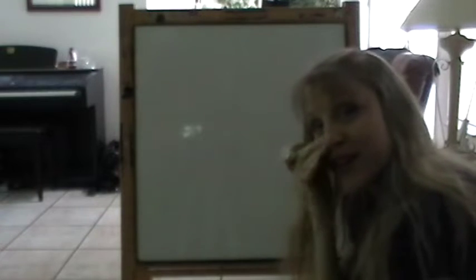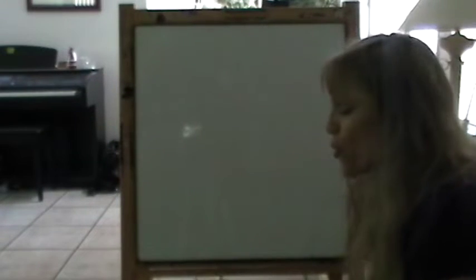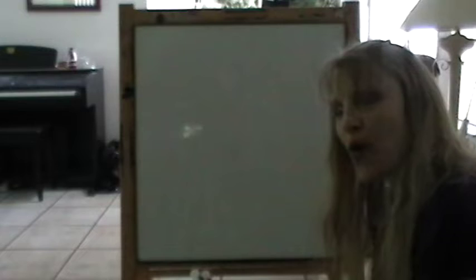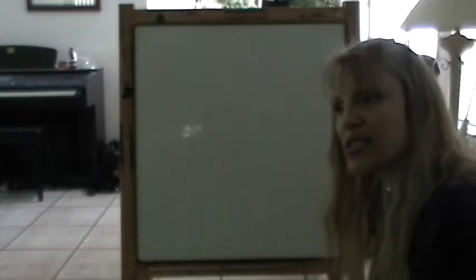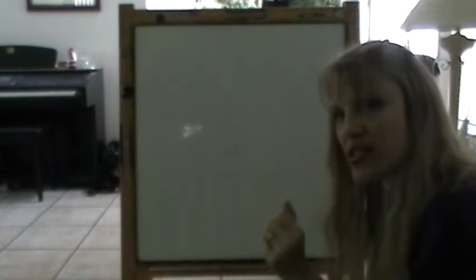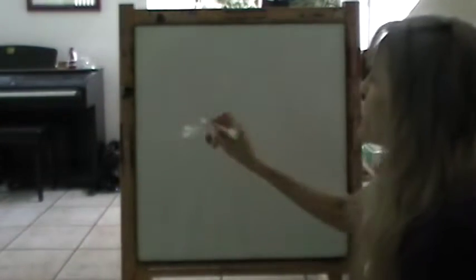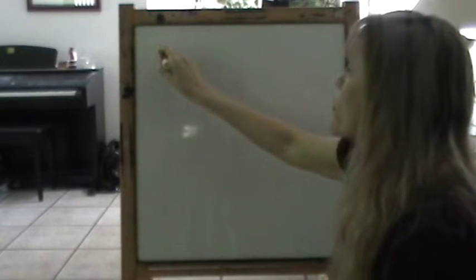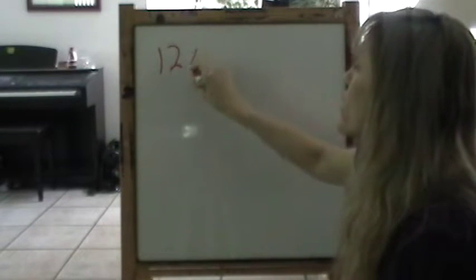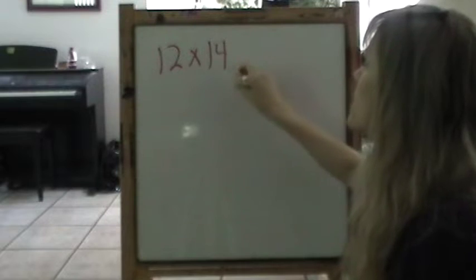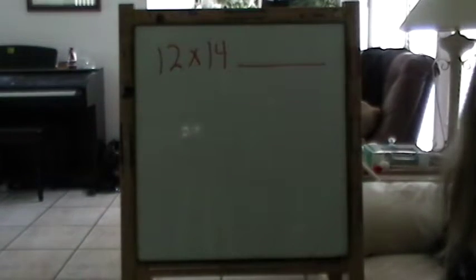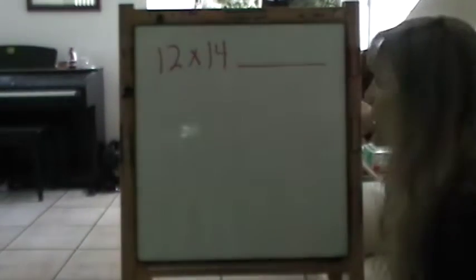Let's do another math trick. This time we're going to learn how we can multiply two numbers whose difference is just 2. What do I mean by that? I mean something like this. We'll take a simple one first: 12 times 14. And we'll be able to figure that out relatively quickly.